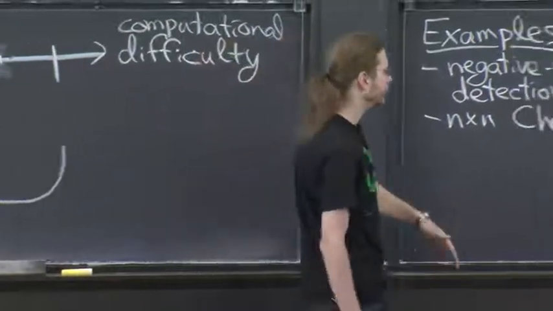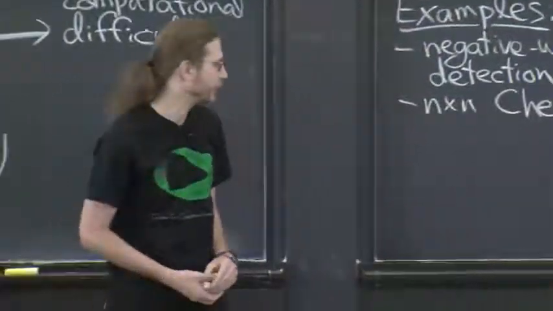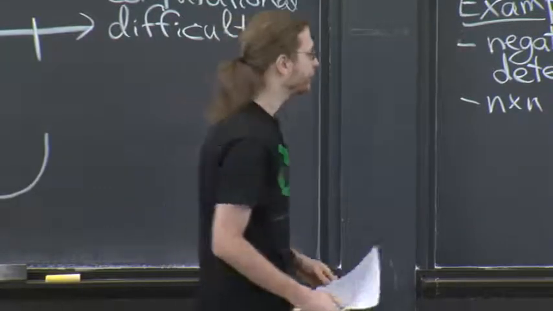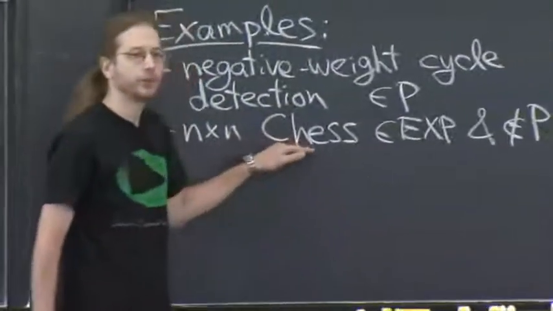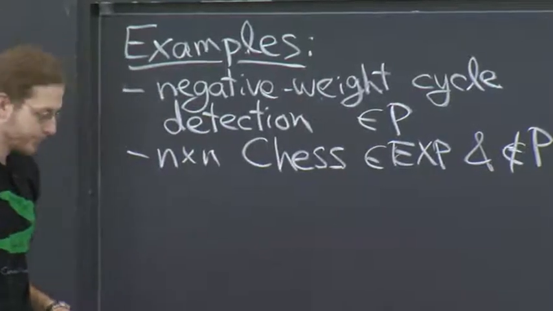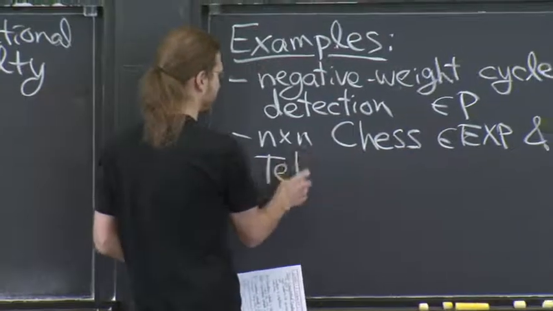Go is also in X, but not in P. Lots of games are in this category, lots of complicated games, let's say. And so this is a first example of a problem that we know we cannot solve in polynomial time. Bad news.